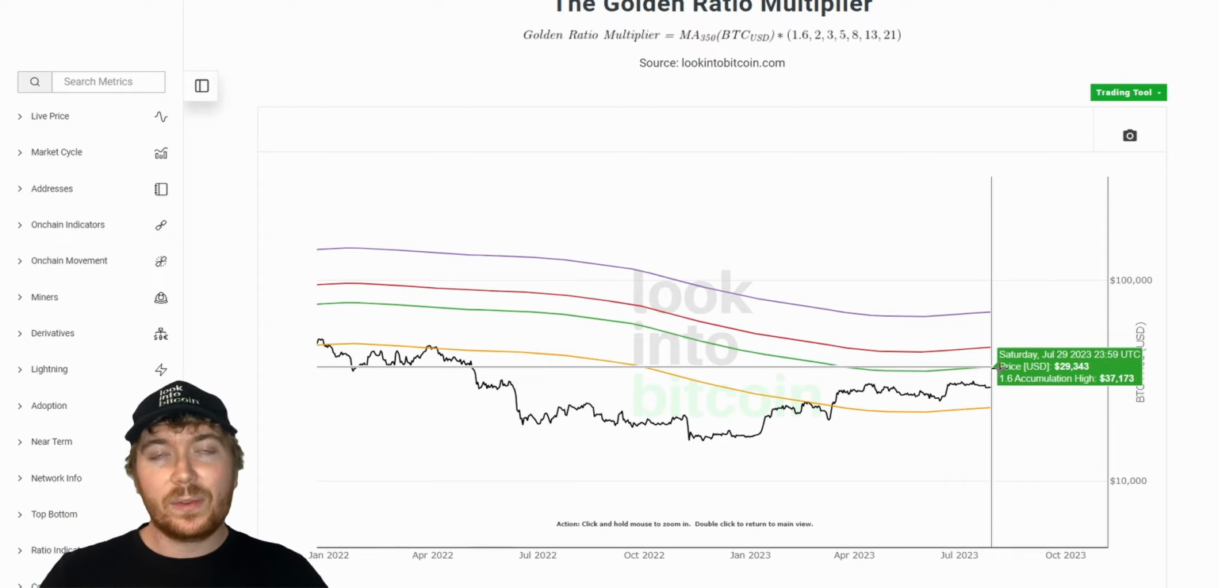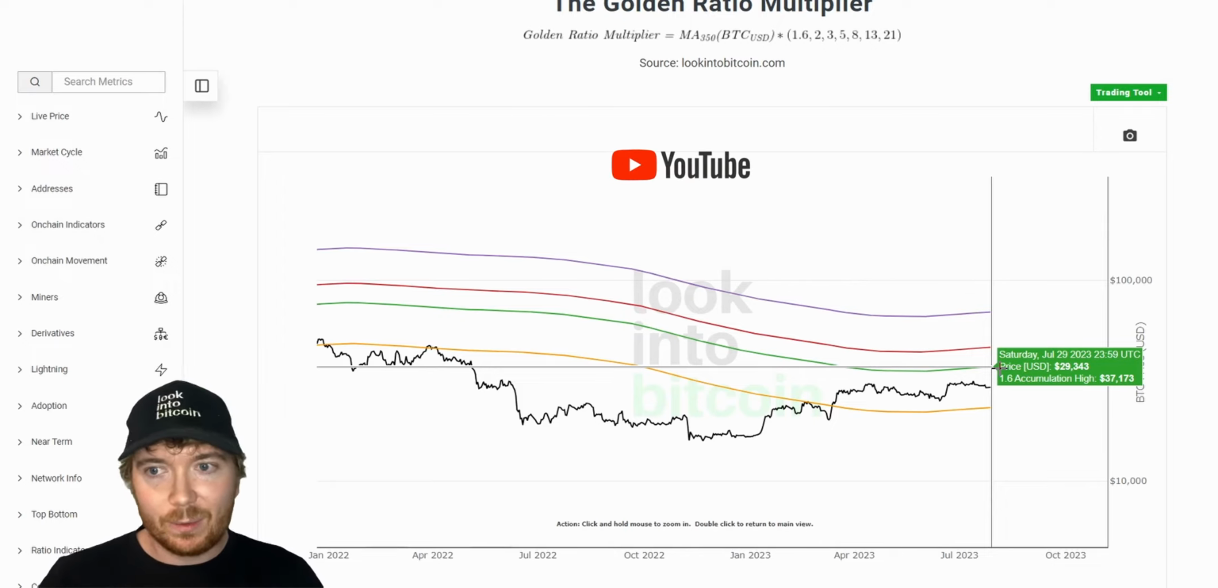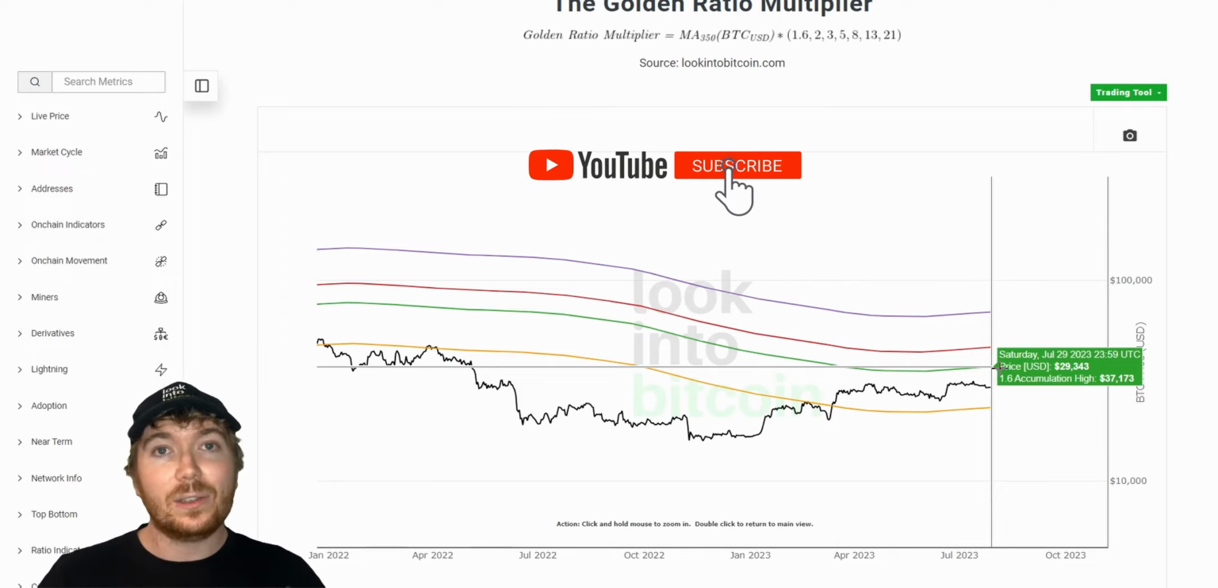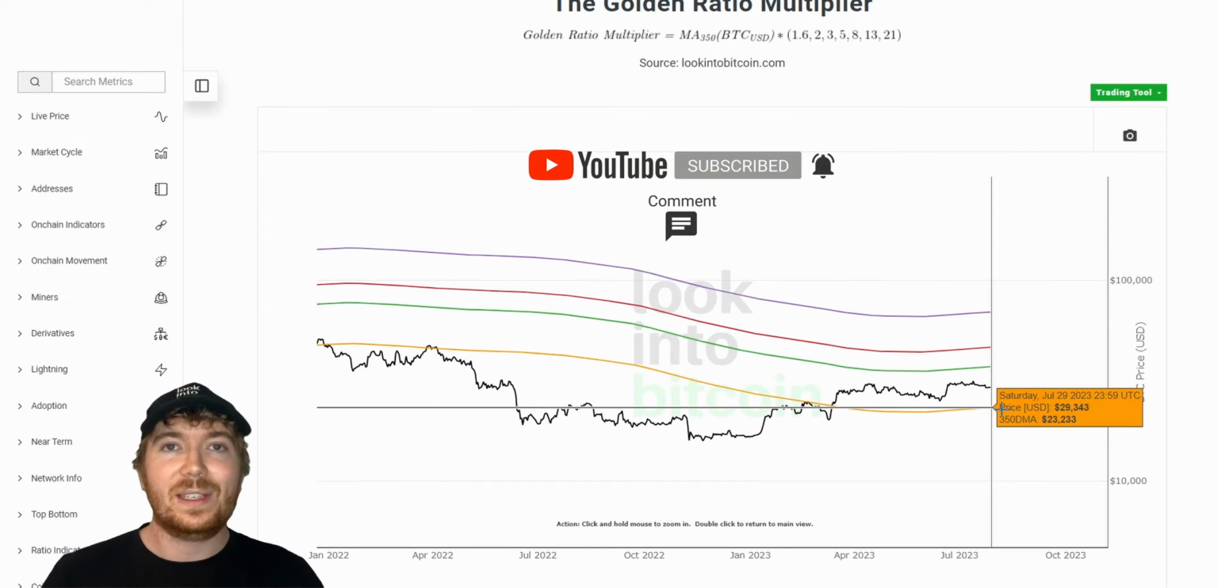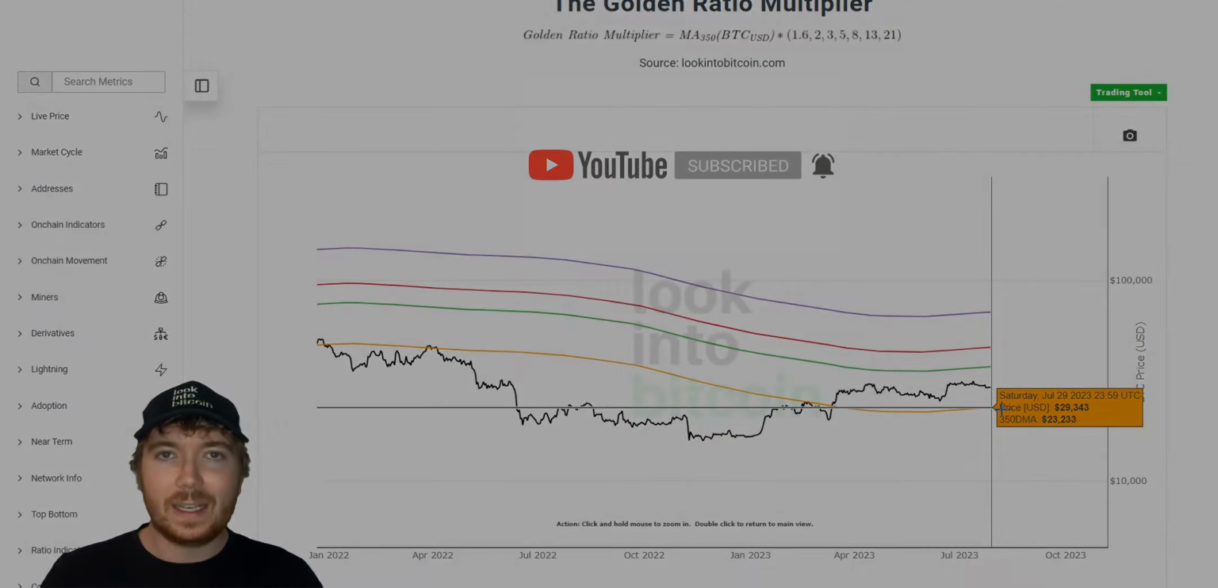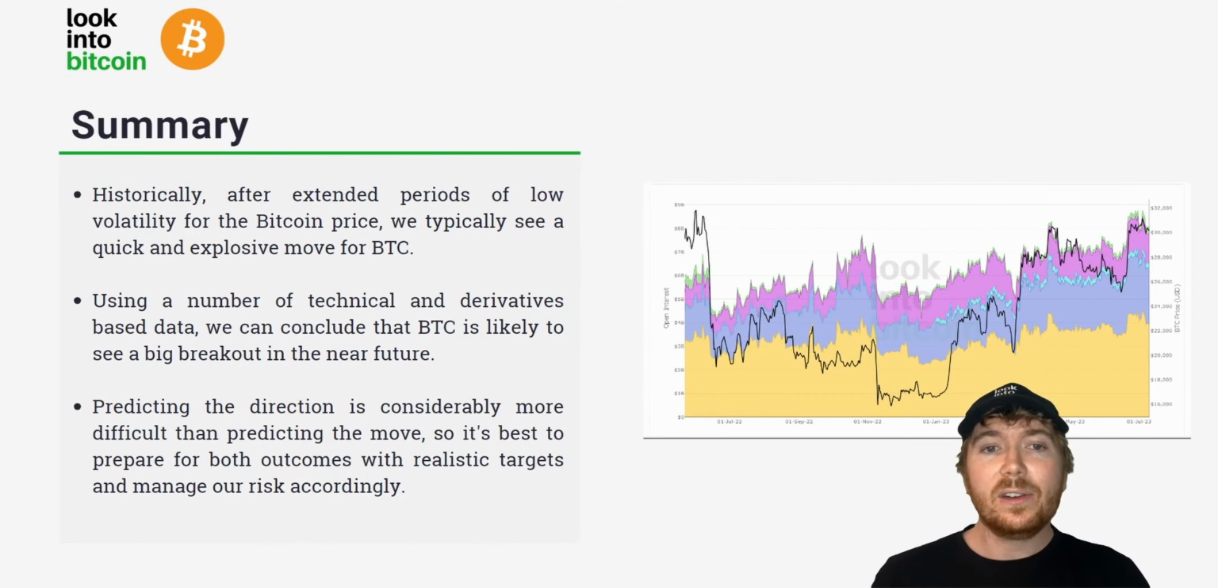So once we've broken through the previous support or resistance lines we looked at, these are the lines I'm going to be watching. $37,000 a potential upside target, and potentially $23,000 if we do unfortunately have a volatile move to the downside. So just to summarize, historically, after extended periods of low volatility for the Bitcoin price, we typically see a quick and explosive move for Bitcoin. And using a number of technical and derivatives-based data, we can conclude that Bitcoin is likely to see a big breakout in the very near future.